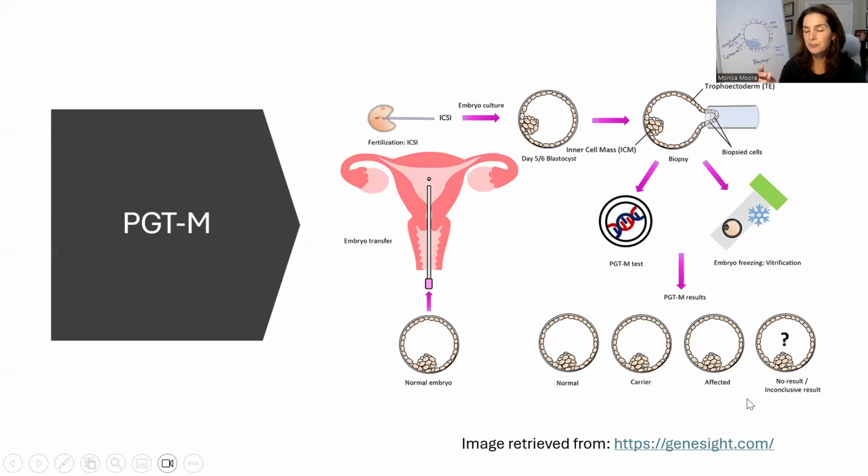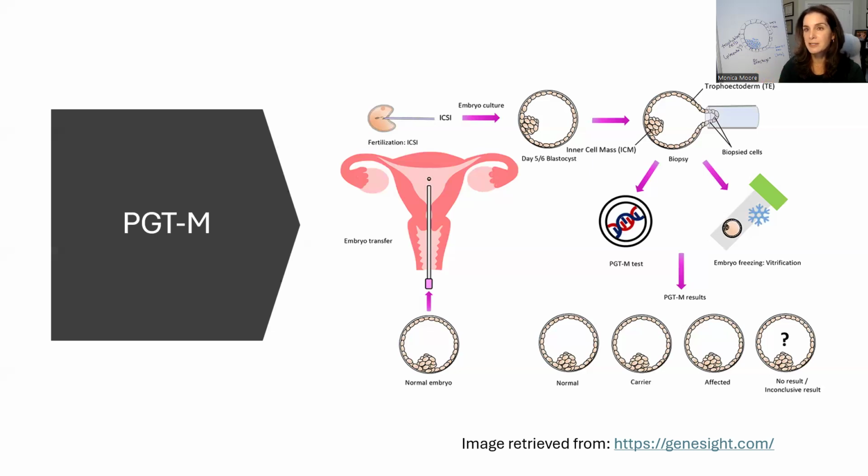If you are somebody who is a candidate for PGTM, you may have had some genetic testing done on you to see if you were a carrier for certain diseases. If you were a carrier, your partner might be tested. If your partner is also a carrier, you'd be a candidate for this potentially, should you choose to do that.